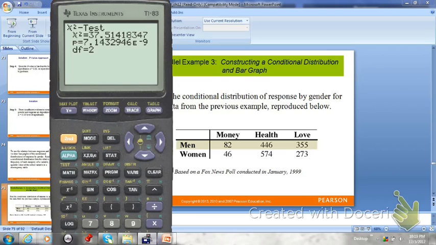Again, I just want to zoom in. Notice that chi-square. See if it'll let me write on here. Notice that chi-squared test statistic of 37.5.